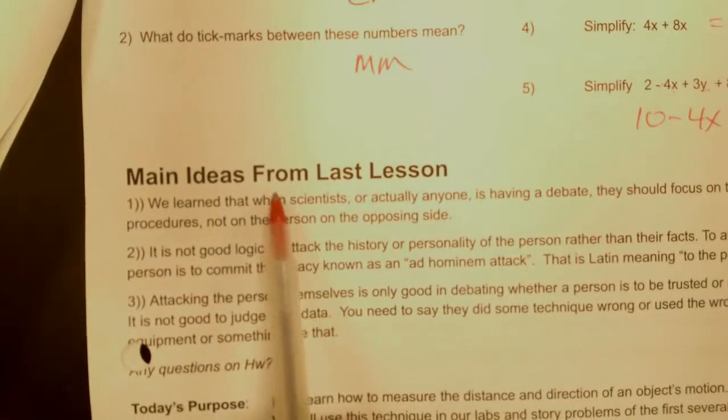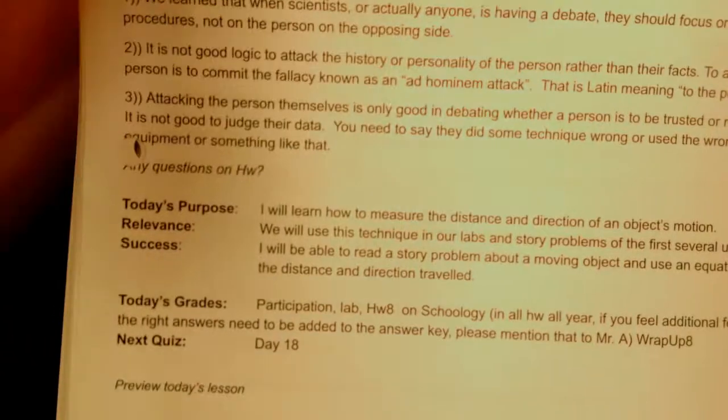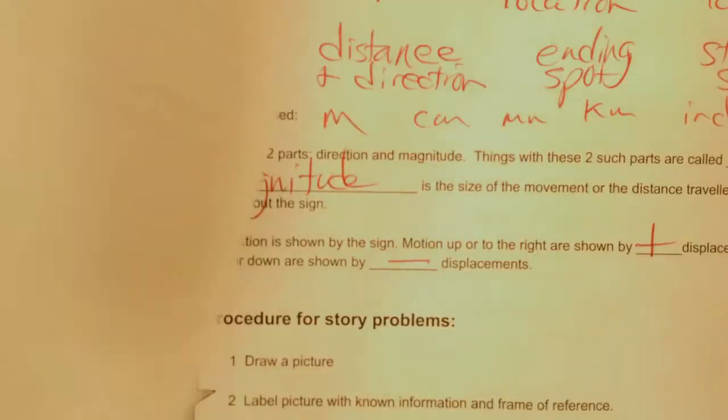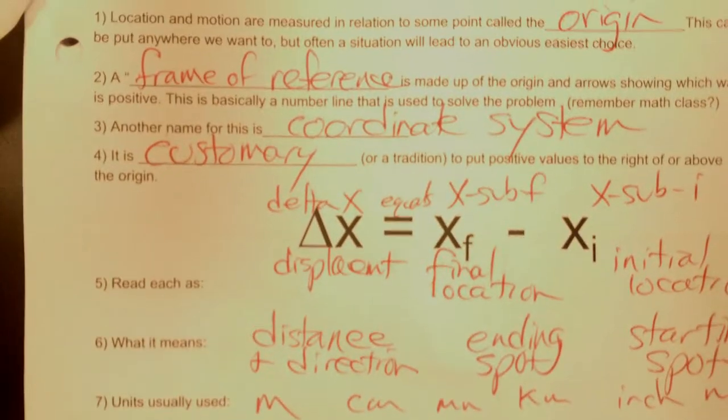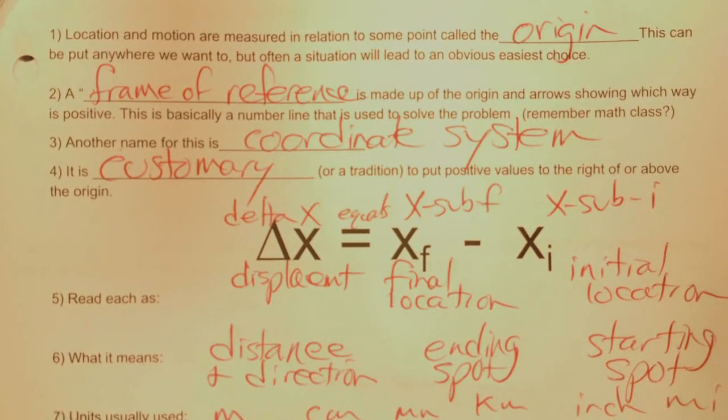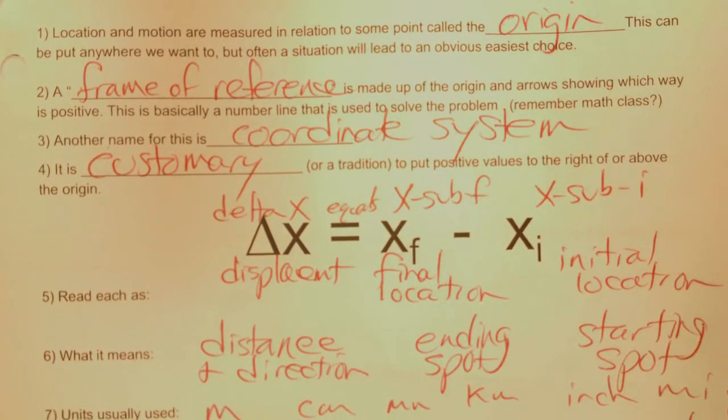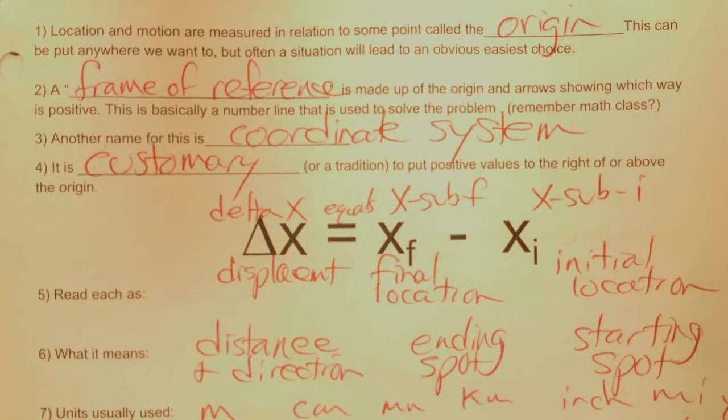Spend a moment reading the rest of this page. Location and motion are measured in relation to some point called the origin. This can be put anywhere we want to, but often the situation will lead to an obvious logical choice. So the origin, just like in math class.